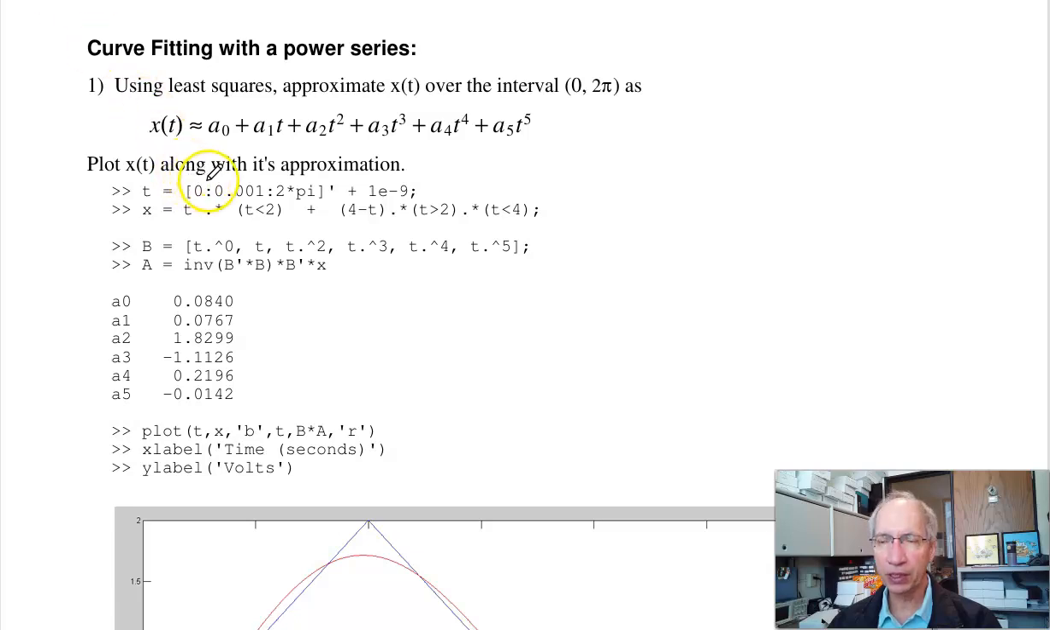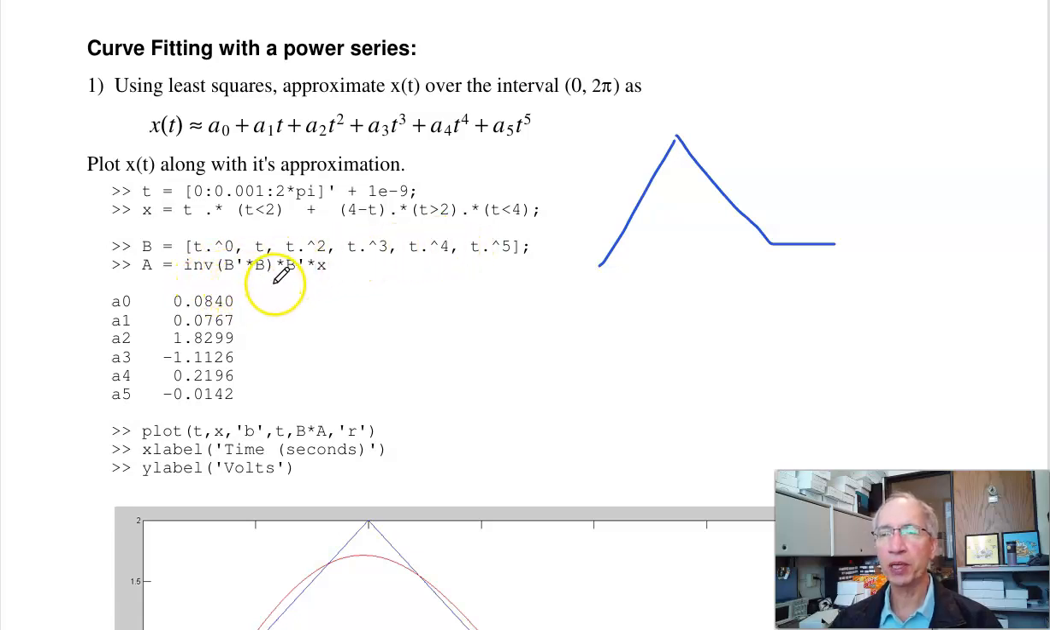What I would do is input time. Your time goes from 0 to 2 pi. Offset a little bit just to avoid 0. That's an issue. My triangle wave is t between 0 and 2, 4 minus t for t between 2 and 4, and then 0. So input x into Matlab. My basis function is just 1, t, t squared, t cubed, t to the 4th, t to the 5th. So there's my basis. Then the least squares curve fit is what we've done before.